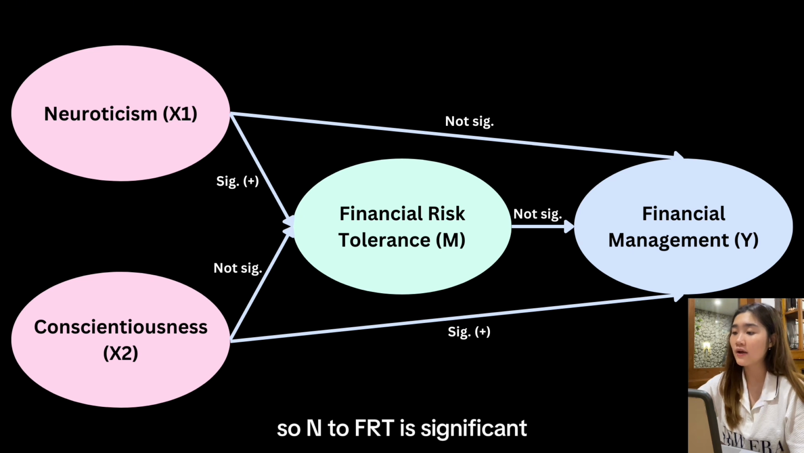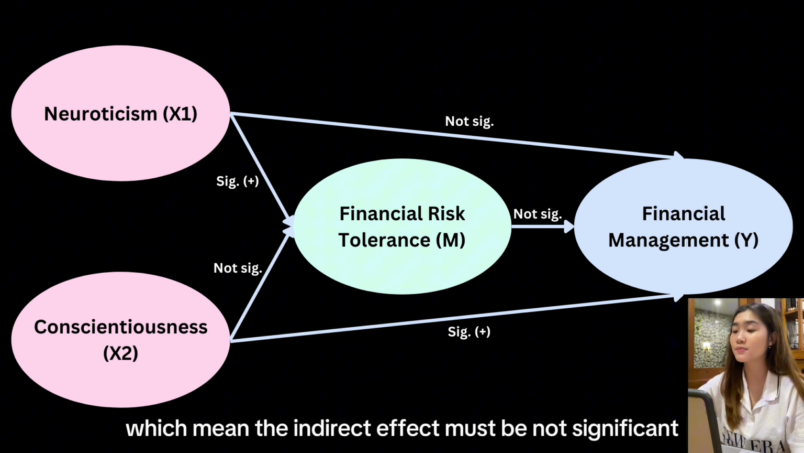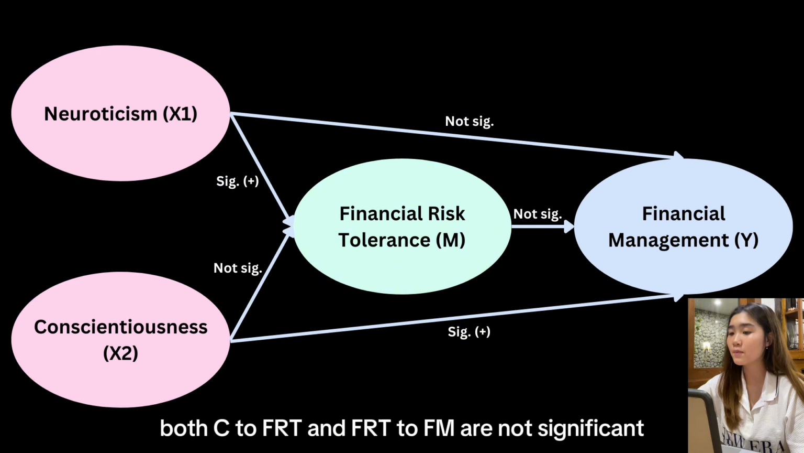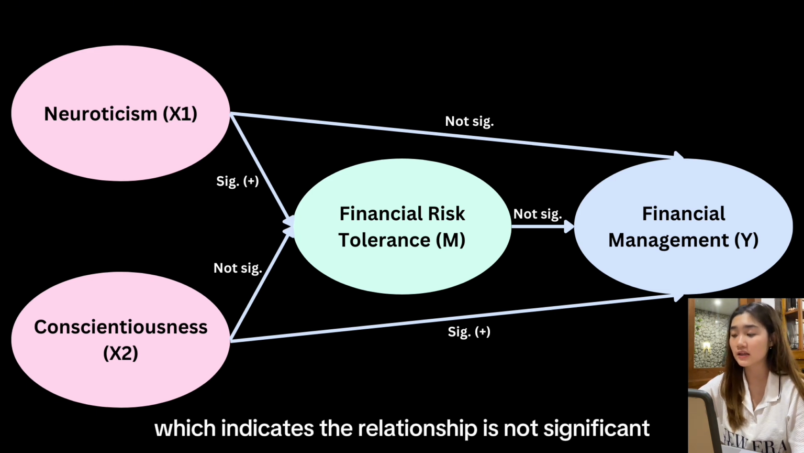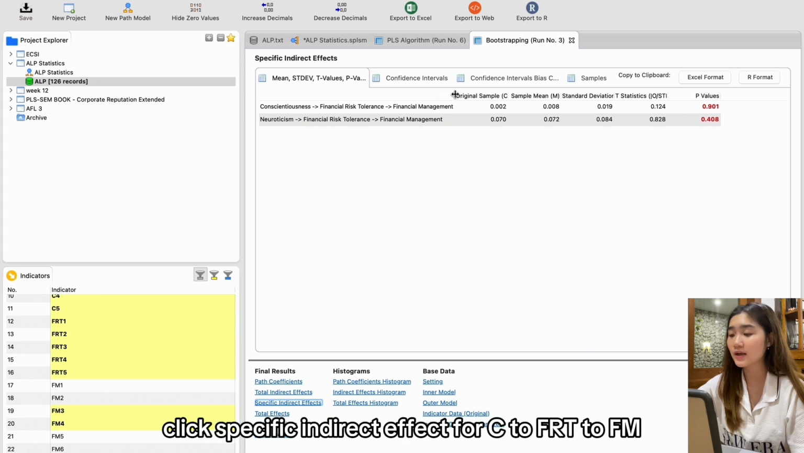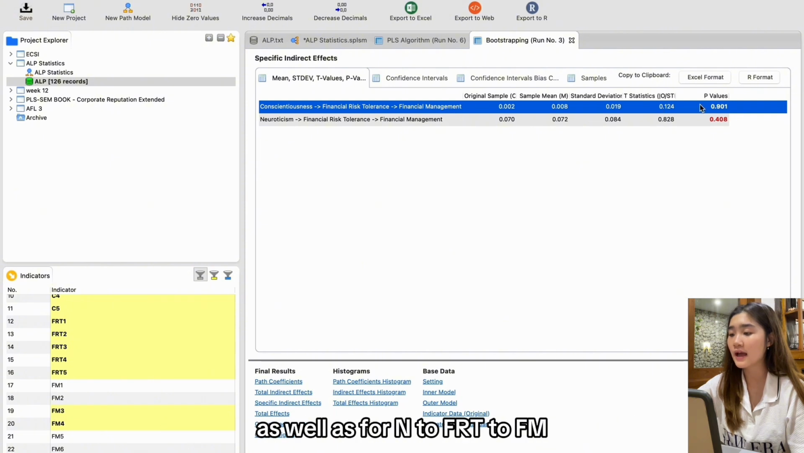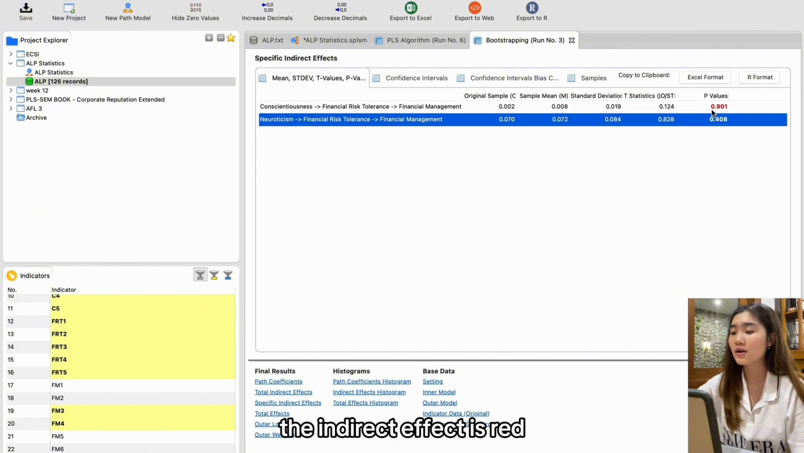Next, let's check the indirect effect. N to FRT is significant, however FRT to FM is not significant, which means the indirect effect must be not significant. Additionally, both C to FRT and FRT to FM are not significant, which indicates the relationship is not significant. Or we can see directly from SmartPLS. Click specific indirect effect. For C to FRT to FM as well as for N to FRT to FM, the indirect effect is red, which means it's not significant, so there is no indirect effect.